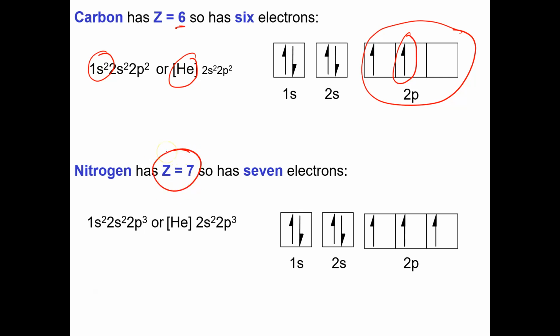Moving on to nitrogen. Nitrogen has atomic number 7, so it has 7 electrons. So we're going to add a third electron to the 2p subshell. And again, this is going to go into its own orbital spin up. We can write the abbreviated electron configuration by replacing the core electrons for the symbol of helium in square brackets. So we would say that nitrogen has 5 valence electrons.